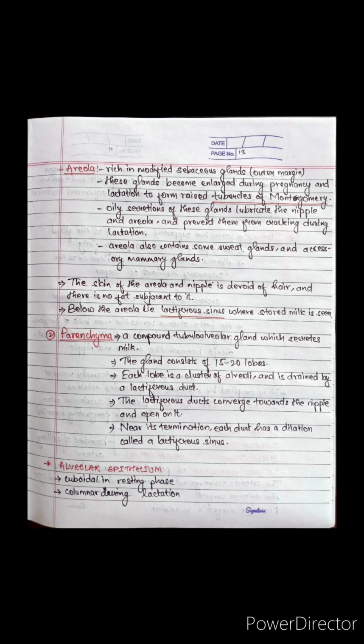Now let us see about the parenchyma, a compound tubuloalveolar gland which secretes milk. The gland consists of 15 to 20 lobes. Each lobe is a cluster of alveoli and is drained by a lactiferous duct. The lactiferous ducts converge towards the nipple and open on it. Near the termination, each duct has a dilation called a lactiferous sinus.